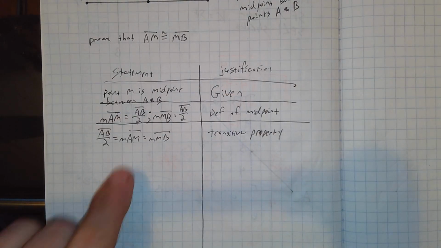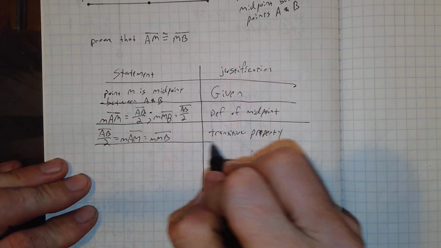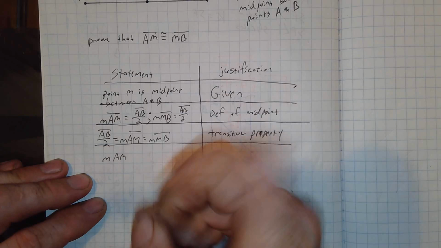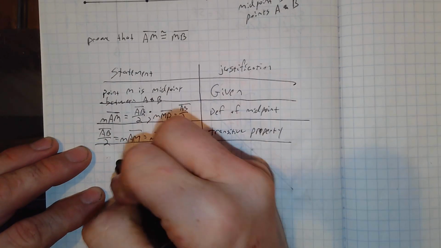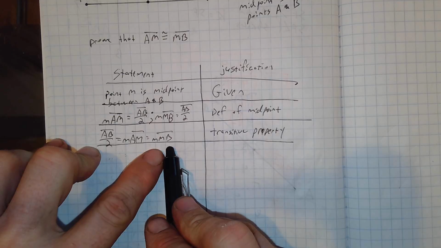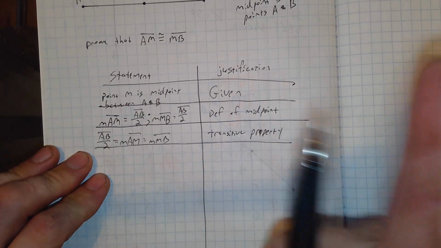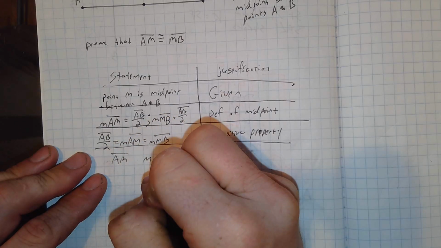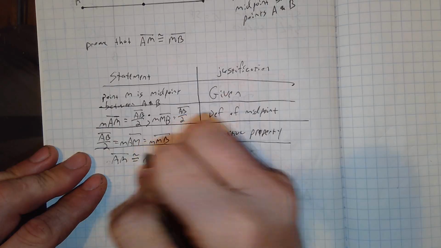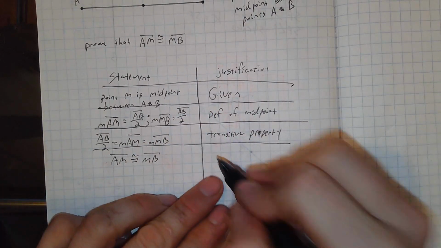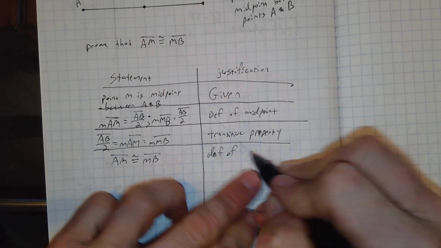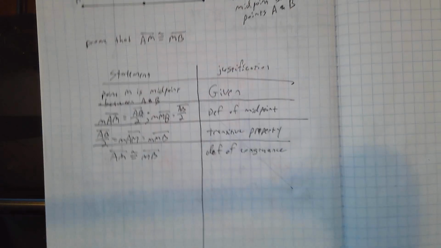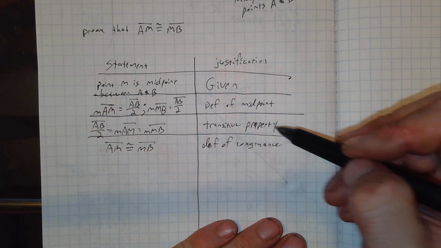Okay, now since the measure of AM and the measure of MB are equal, I can say that AM and MB are congruent because of the definition of congruence. So the only really new thing that I threw into here was this transitive property.